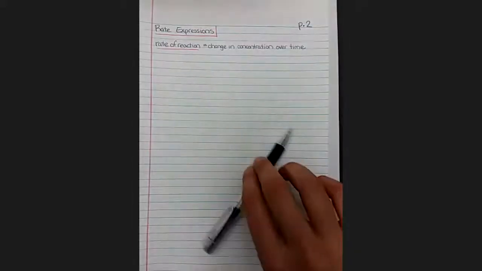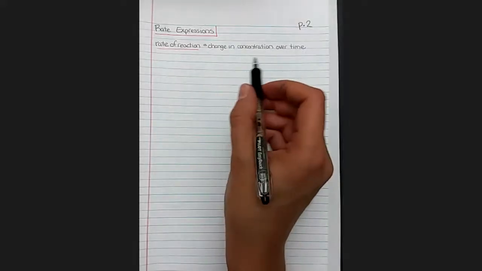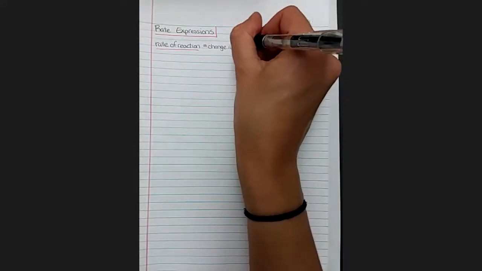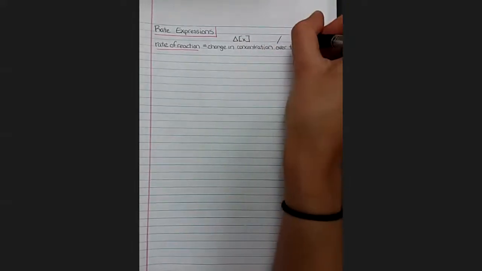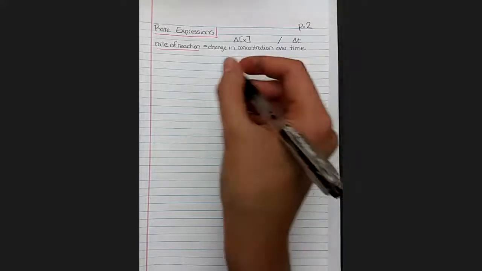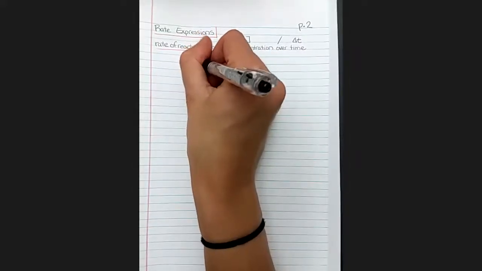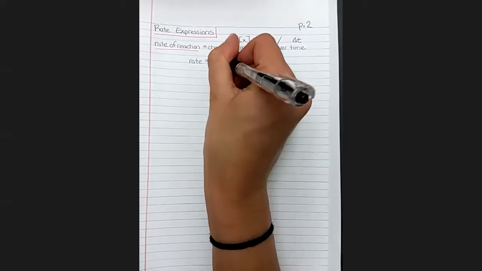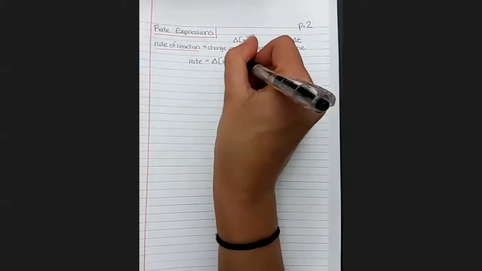And we don't want to write that definition out the whole time, so we can turn that definition into math. The change in concentration, remember concentration we can write using brackets. Over means divide, and the change in time, delta T. So the shorter way to write it is the rate equals the change in concentration over the change in time.